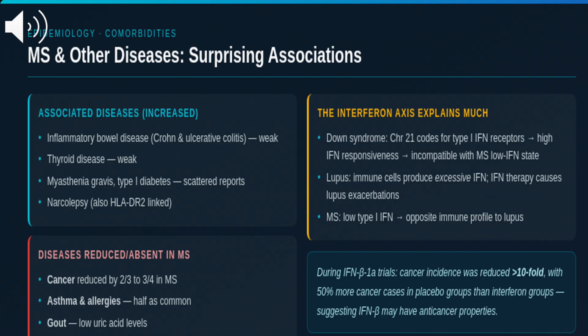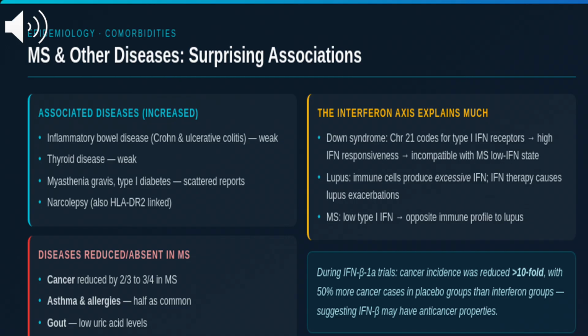This suggests that either the chronic inflammatory state of untreated MS somehow suppresses certain cancers, possibly through heightened immune surveillance, or that IFN beta therapy has genuine anti-cancer effects, which is consistent with interferon's known role in anti-tumor immunity. Asthma and allergies are half as common in MS patients as in the general population, a finding consistent with the Th1 predominant immune state of MS being opposed to the Th2 predominant state of allergic diseases.